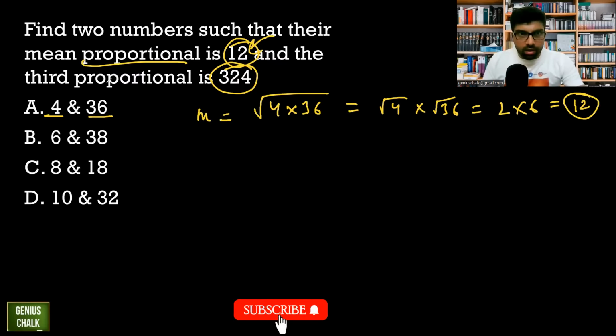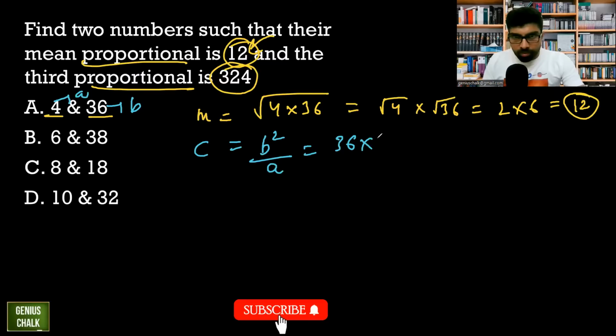So M is this. Third proportion is this. Let's check the third proportion. For verification, let's say third proportion is C, that is B square by A. So here it is this B and here it is A.